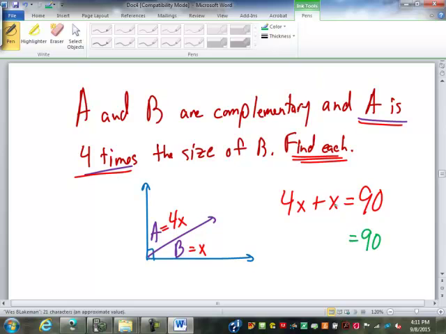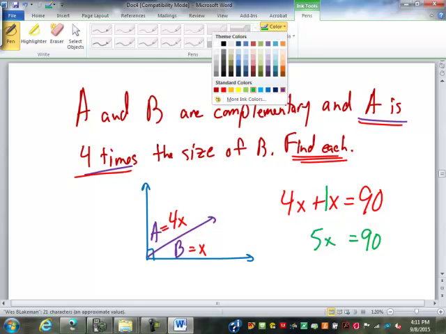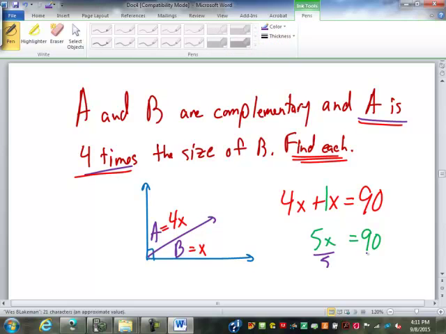4X plus X is 5X. Good. Remember, think of this as being a 1X. So 4 plus 1 is 5. And then from there, we just divide by 5. X equals 18. So we're all done, right? We solved our equation?